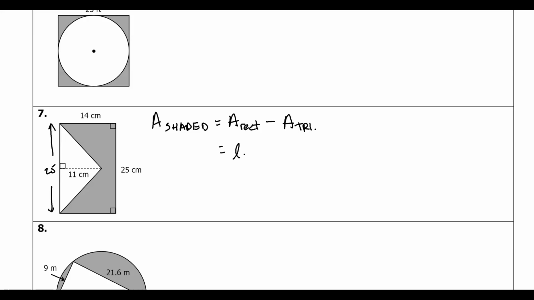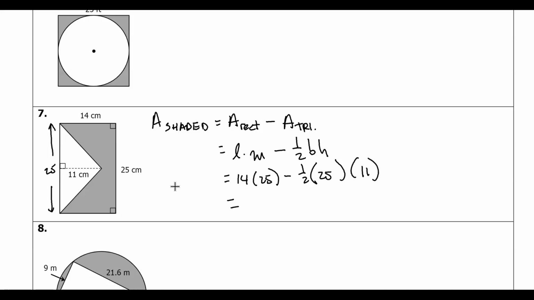So the rectangle is length times width. The triangle is 1/2 base times height. So I have 14 times 25 minus 1/2, and then the base here was 25, and the height here was 11. So that gives me 350 minus 137.5 for a total shaded area of 212.5. Again, don't forget your units, centimeters squared.